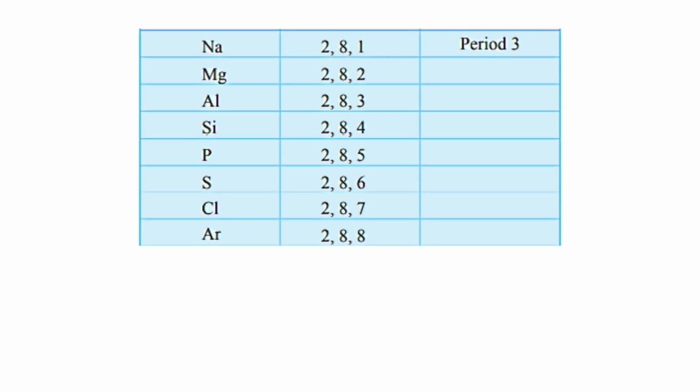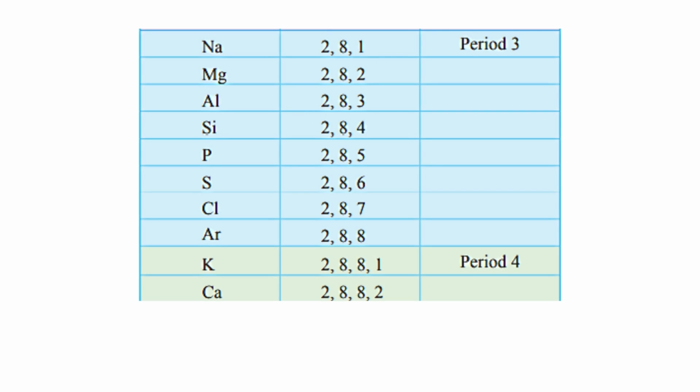Now we will look at the last 2 elements, potassium and calcium. So as you can see, the atomic number of potassium is 19. When we write the electronic configuration, it's going to be 2, 8, 8, 1. We have to write 8 electrons in the third energy level, and the next one will go to the 4th energy level. You can see, students, in these 2 elements electrons are present in the first 4 energy levels. So therefore they come in the 4th period of the periodic table. Only the first, second, third and 4th energy levels carry electrons, so they go to period 4.